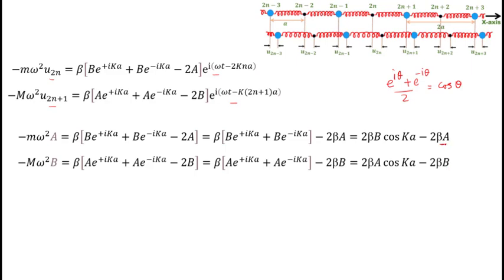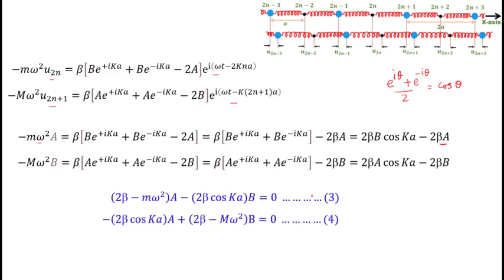Now taking this factor on this side, I'll get the expression 2 beta minus m omega square, whole times A, minus 2 beta cos ka times B, that is equal to 0. Let us name it as equation 3. Similarly, we get another expression, that is minus 2 beta cos ka times A, plus, taking this also on this side, 2 beta minus m omega square times B, is equal to 0. Let us name it as equation number 4.